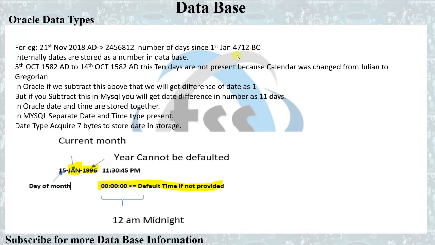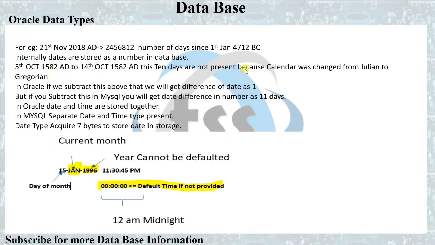Internally dates are stored as a number in the database. So basically, if you are putting a date like this, it is stored as a number like this, and based on the current date time, the date is getting calculated, and when you select dates, you will get the exact date on the UI or the command prompt. So 5th October 1582 AD to 14th October 1582 AD, these 10 days are not present because the calendar was changed from Julian to Gregorian.